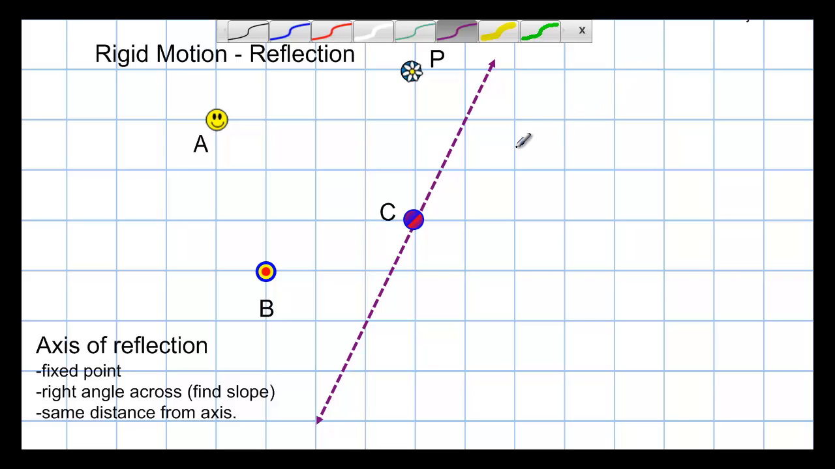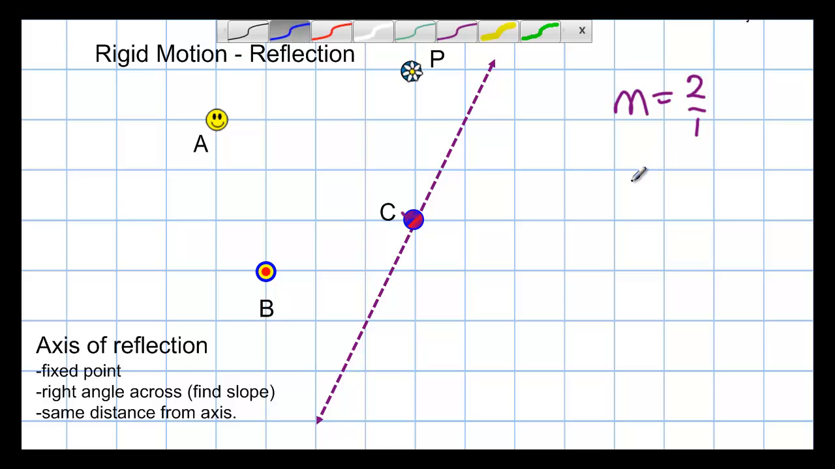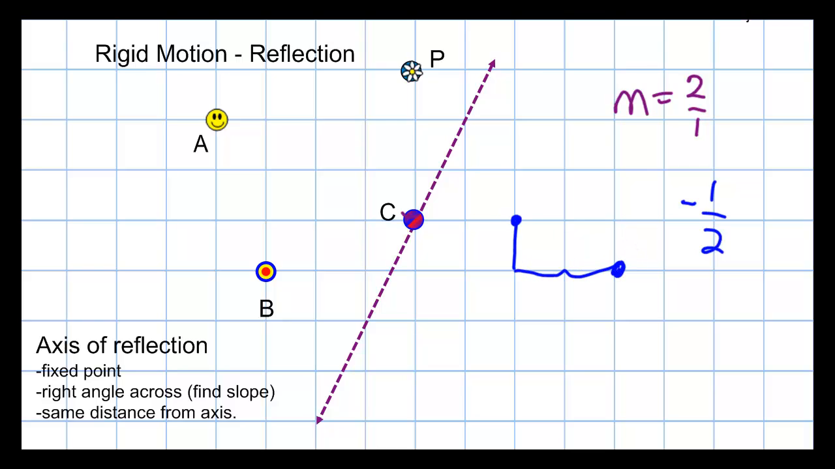Well, the slope of the purple line, if you'll notice, it goes up 2 for every 1 that it goes over, so the slope is 2 over 1. Now, if you'll remember from your algebra classes, the perpendicular slope to a slope of 2 over 1 is going to be negative 1 over 2. So if we started here, we would go down 1 and we would go over 2 to be right here. So a perpendicular line to the purple line is going to look like that.